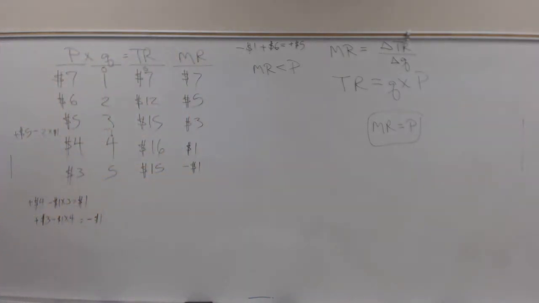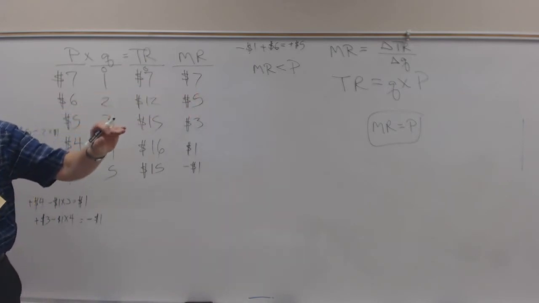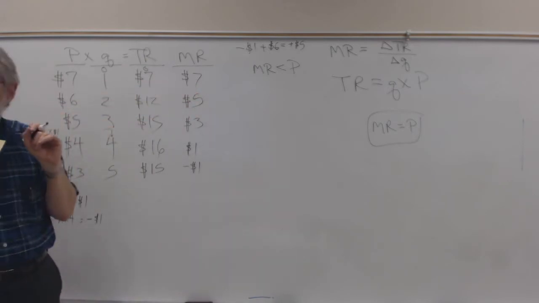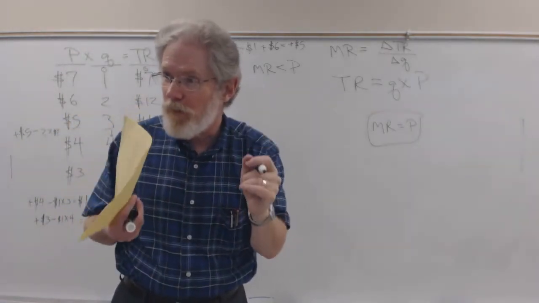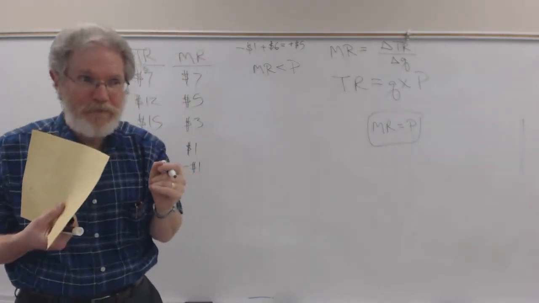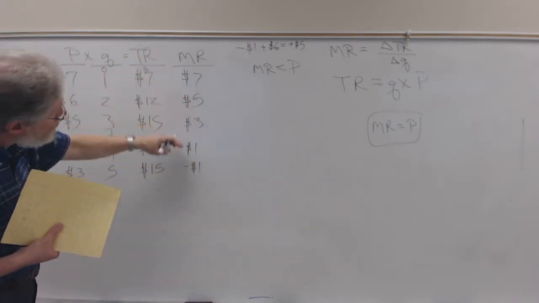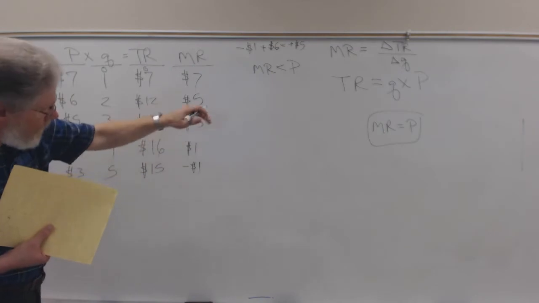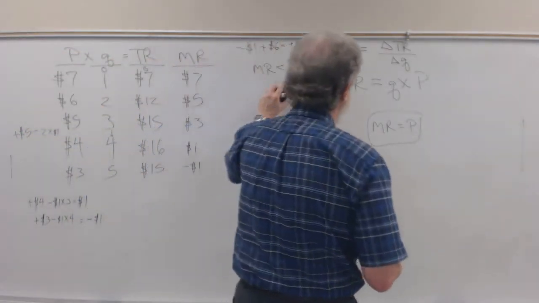Why are we doing this? We're trying to find what is the quantity that will give the firm maximum profit, and that quantity is where MR equals MC. We have now found the marginal revenue schedule. Let's now look at what this is going to look like graphically.